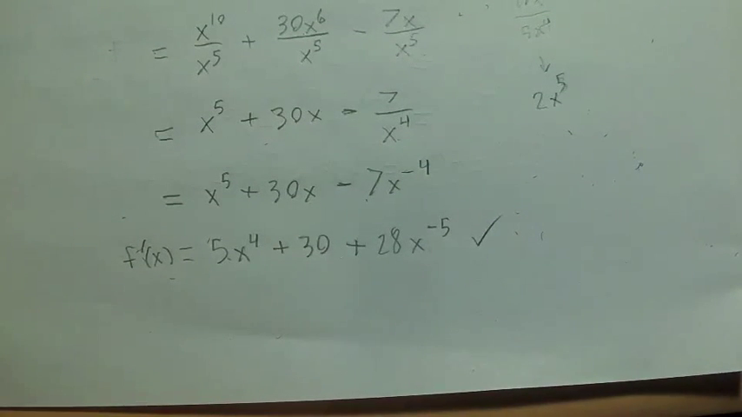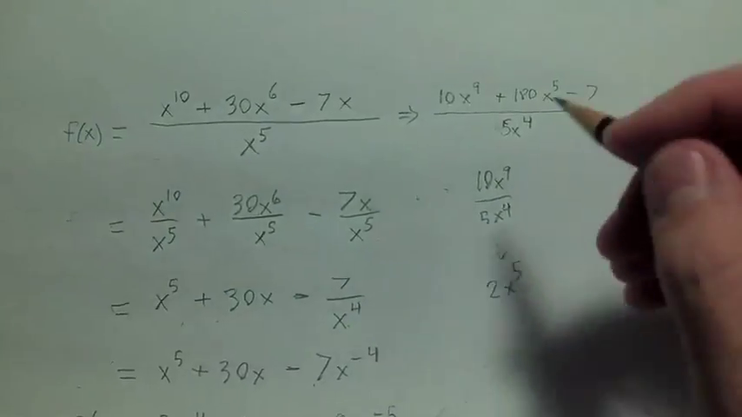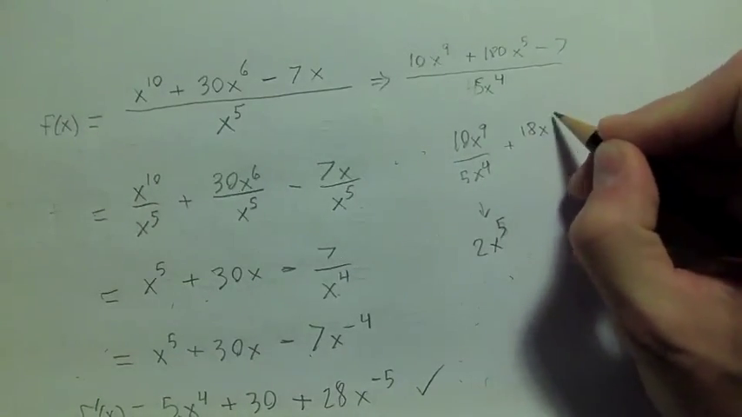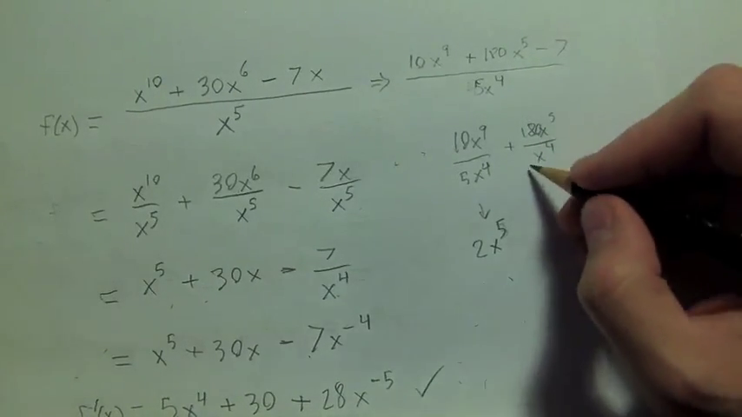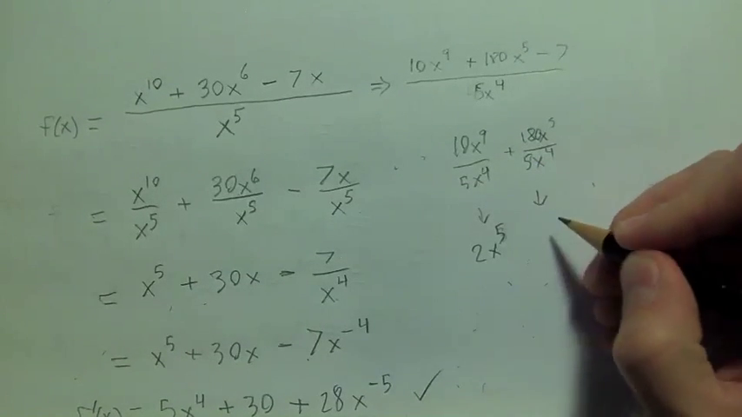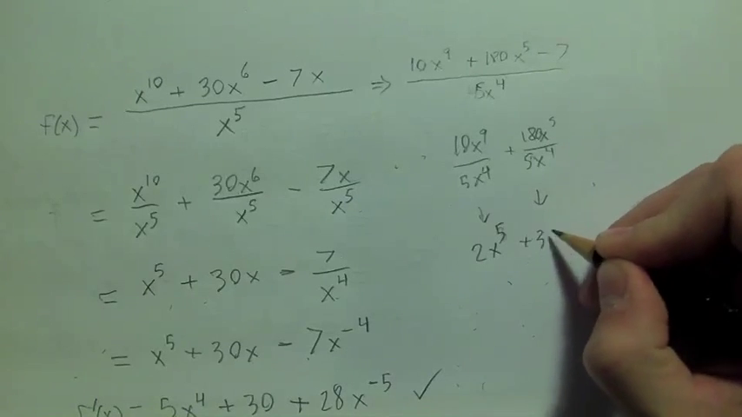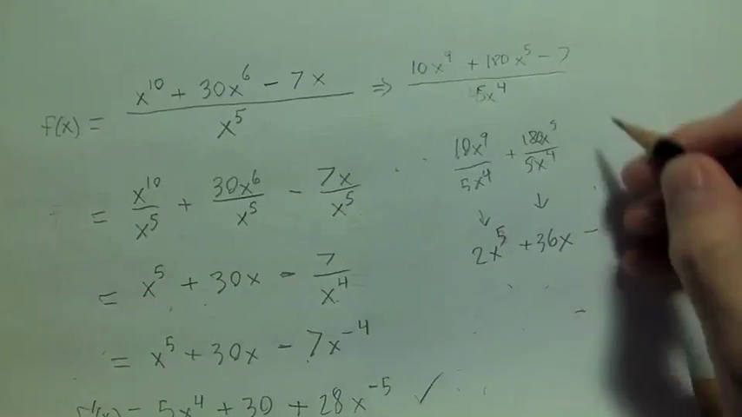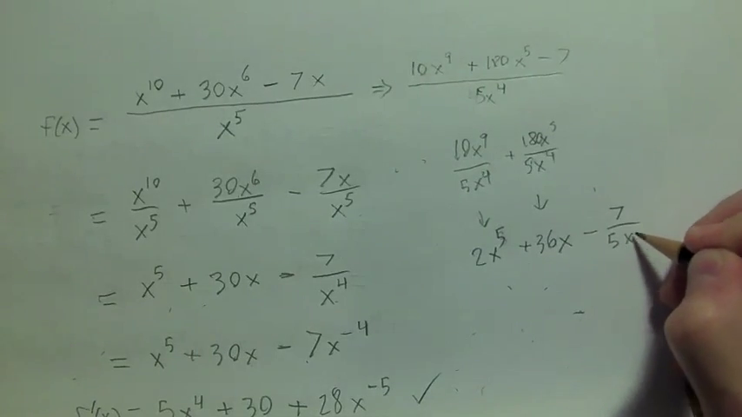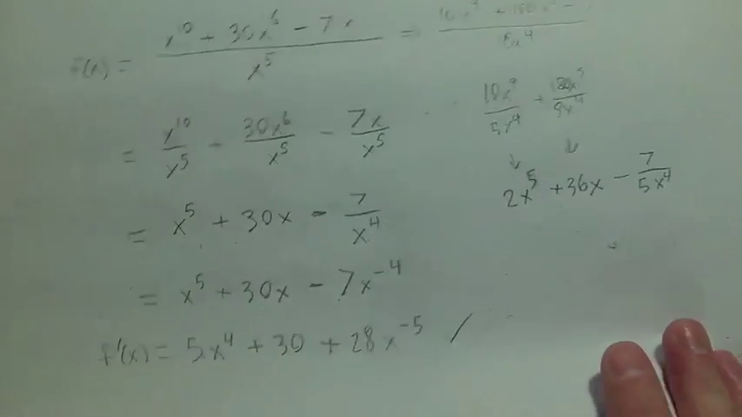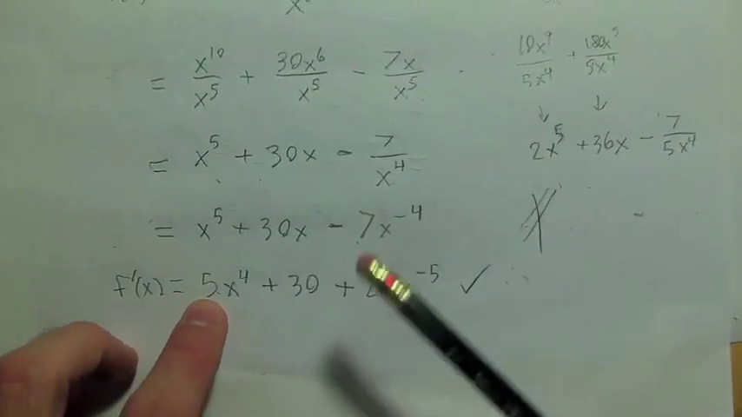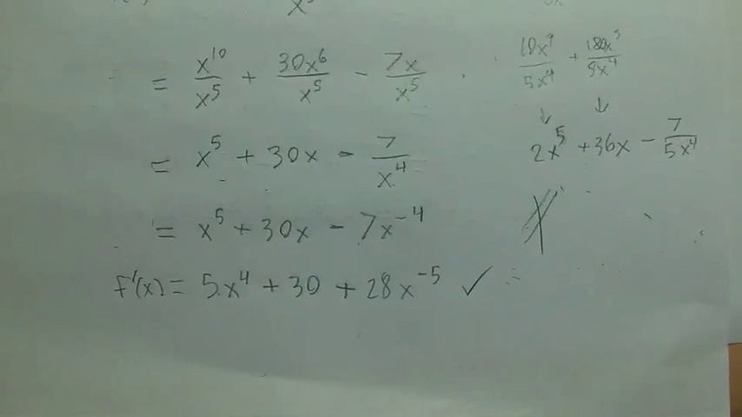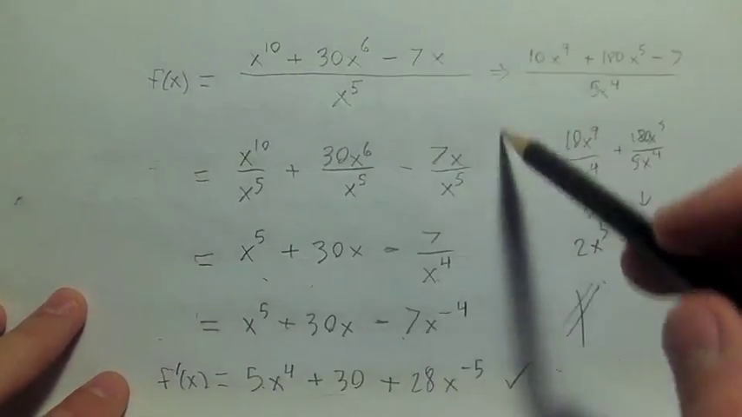The next term, which is 180x to the 5th over 5x to the 4th, ends up being plus 36x, and then we have negative 7 over 5x to the 4th. That doesn't really simplify at all, and these two are not the same, right? These two are not the same. So which one is actually correct? Well, it's actually this one.